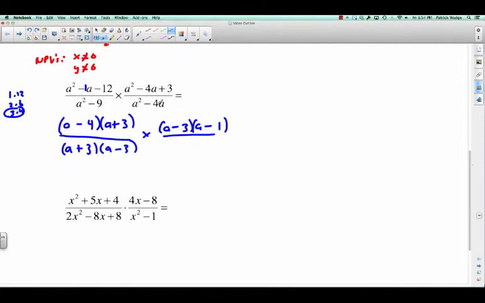Next step. This one looks like it's a binomial, but it's not a difference of squares. What should I be trying to do first every time, which I always forget to say? Take out a greatest common factor, and the greatest common factor is a. What's left? Well, a times a is a squared, and a times negative 4 is negative 4a. You can't factor this anymore. We're done. Alright, that was all step 1.